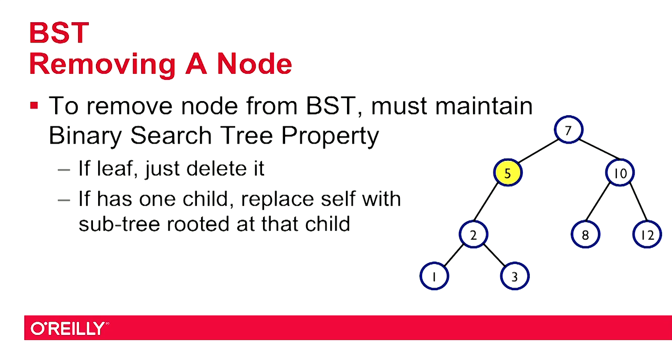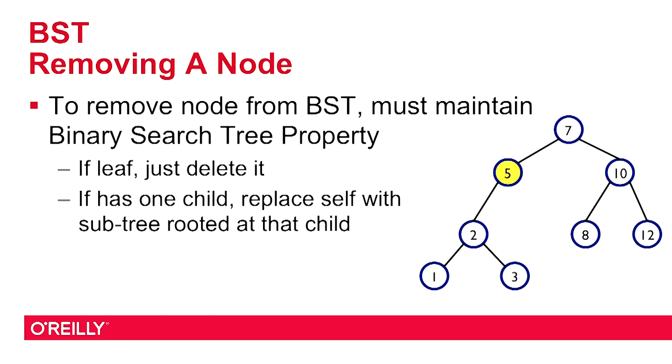However, it may have children. But what if it only has one child, as you see in this case over here? If I wanted to delete the number 5, well, the trick is to observe that you can delete that value by replacing that entire tree with the subtree that's rooted below it.